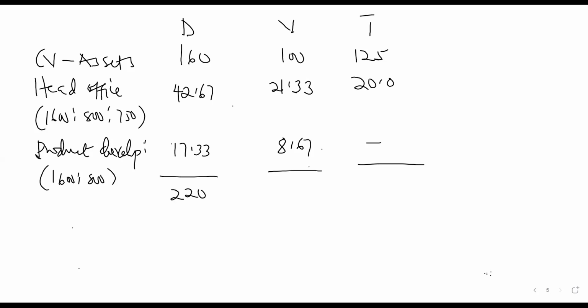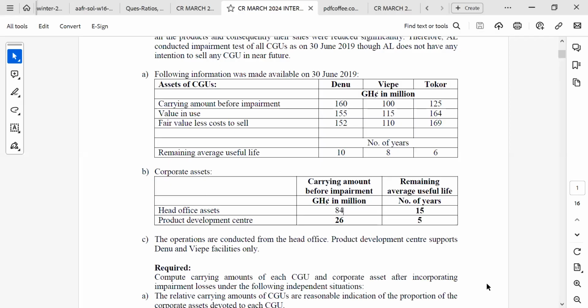Yes, please, the product development, how did you get this thing? The 17.33, okay, we do the 1,600. The ratio will be 1,600 is to 800, which is what? 1,600 over 2,400 multiplied by the value. Multiplied by the 26. Okay. Thank you. Are you okay?